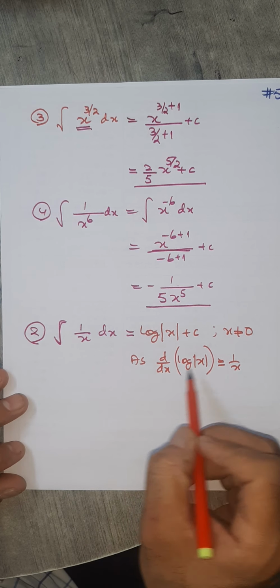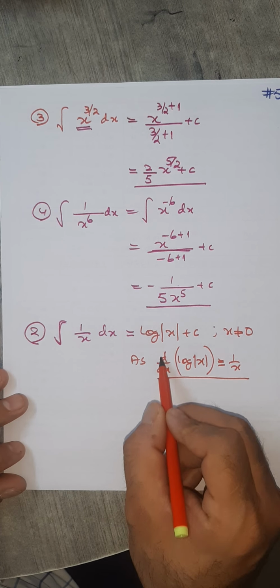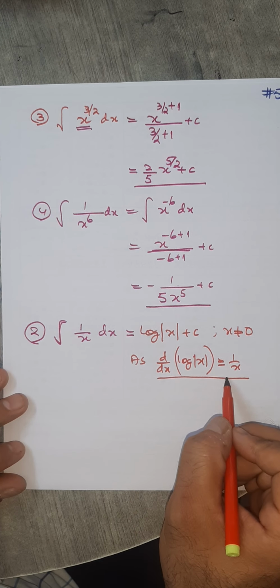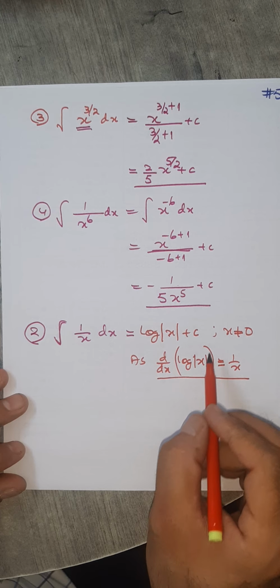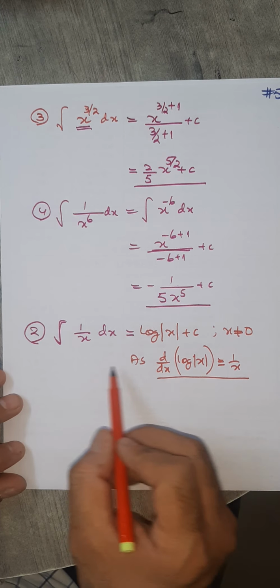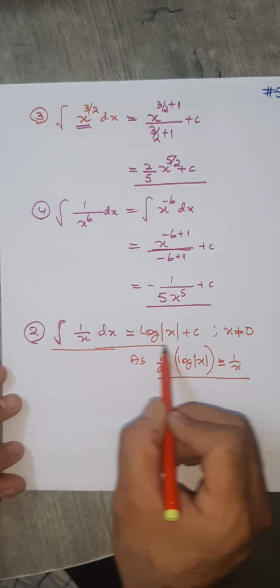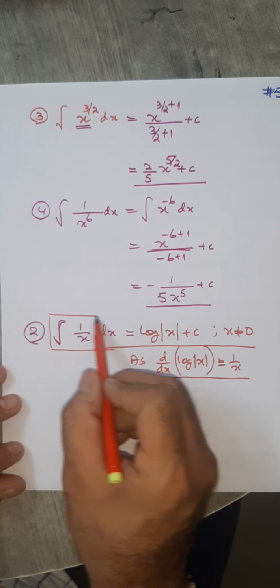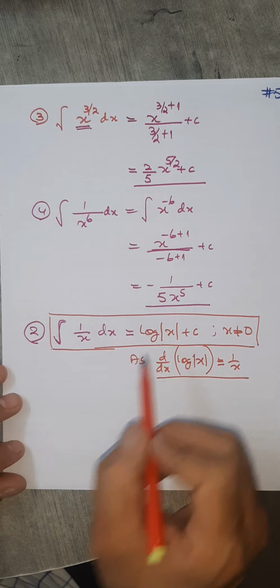You can prove this very easily. This is not a difficult task. Show that the derivative of log of modulus x is 1 upon x, where x may be negative or positive, the answer will always be 1 upon x. So this is the second important formula: the integral of 1 upon x is log of mod of x.